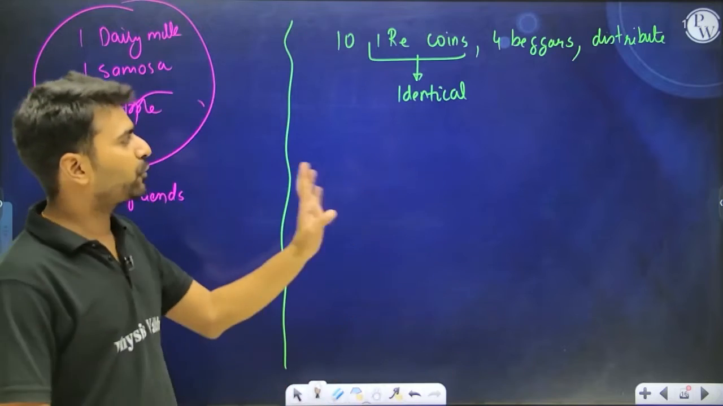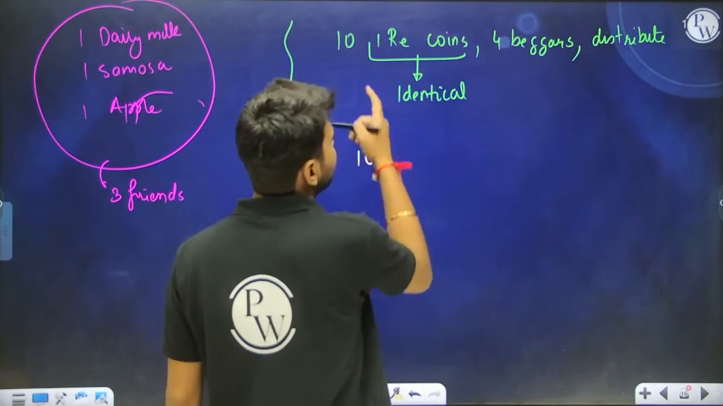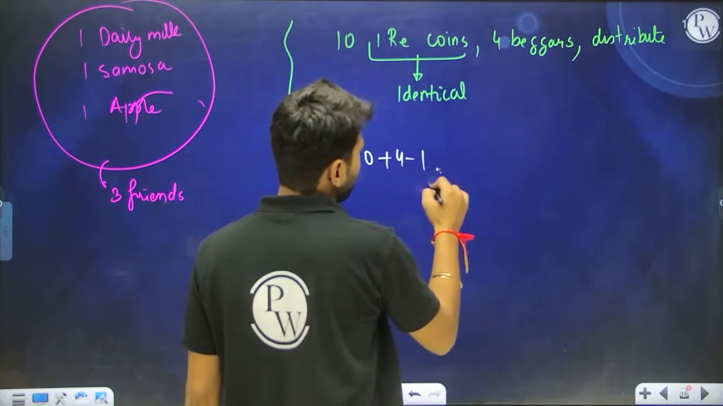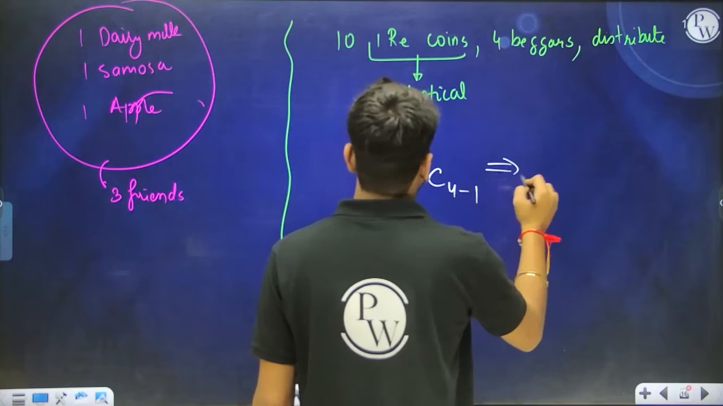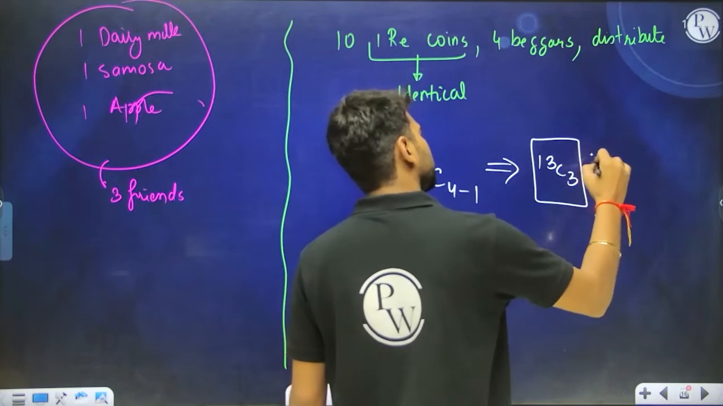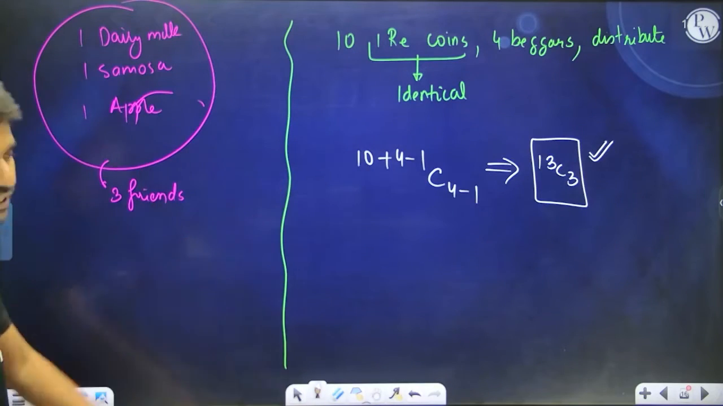So over here I told you a formula. This is quite easy to understand. n+r-1, where n is 10, and r is the number of beggars, so this is 4, C 4-1. So this is nothing but how much? 13C3. I hope you can evaluate the value of 13C3. So 13C3 is the number of ways of distribution in that particular scenario.